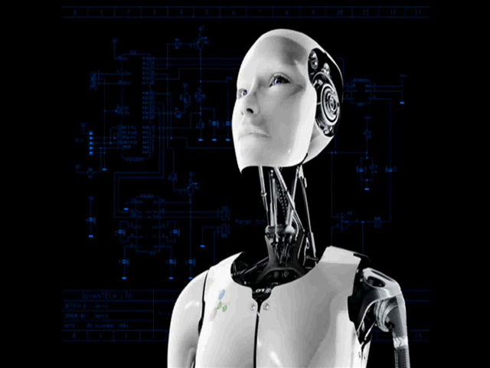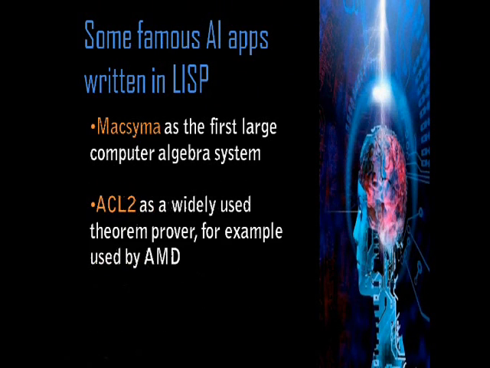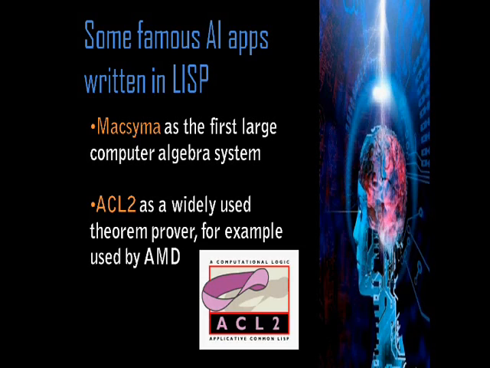The central problems of AI include such traits as reasoning, knowledge, planning, learning, communication, perception, and the ability to move and manipulate objects. General intelligence or strong AI is still among the field's long-term goals. We now take a closer look at some famous AI applications written in Lisp.